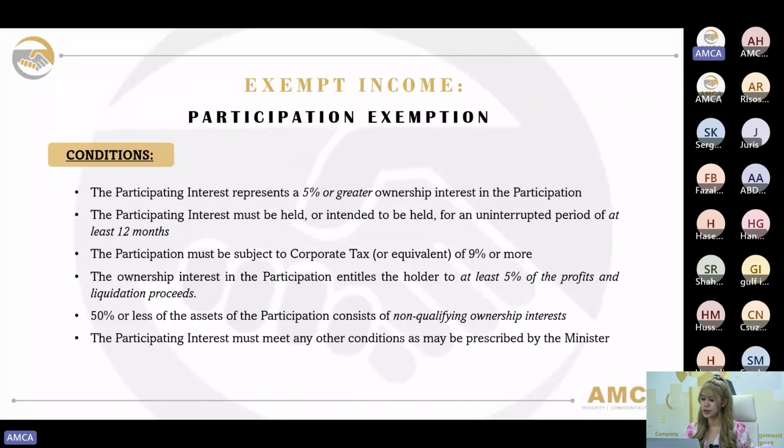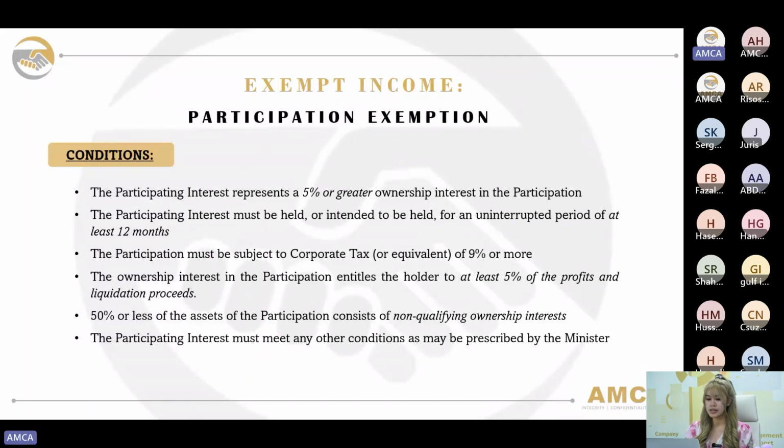Under this, no election and application is necessary, provided that all the cumulative conditions presented on the screen, under which an ownership interest in a participation will be considered a participating interest, are met. In the first condition, the participating interest represents a 5% or greater ownership interest in the participation. This indicates that the participation must have a capital divided into shares, membership interest, or other securities or rights that entitle the holder to profits and liquidation proceeds of the entity.